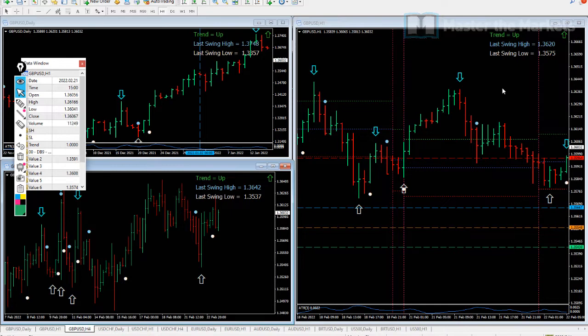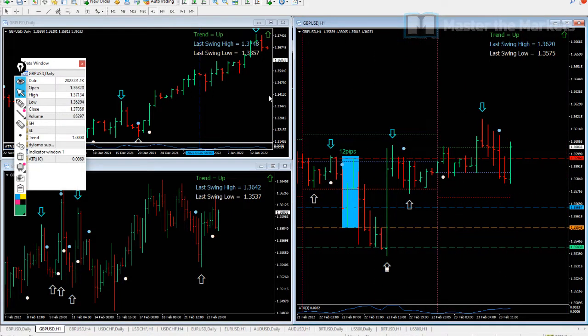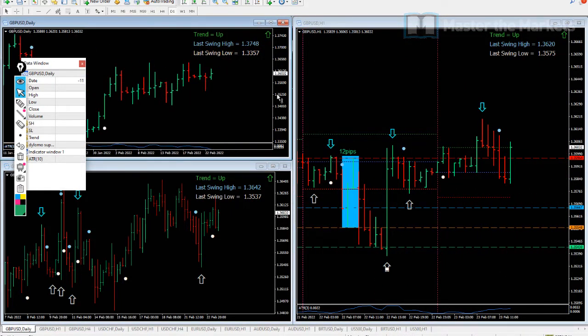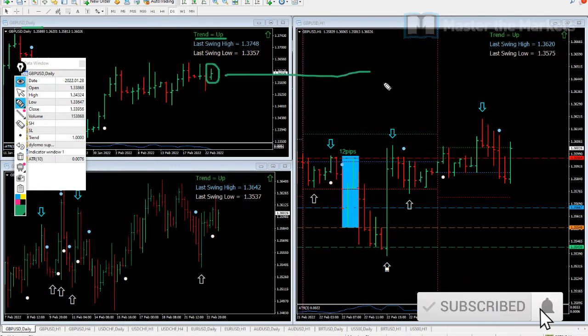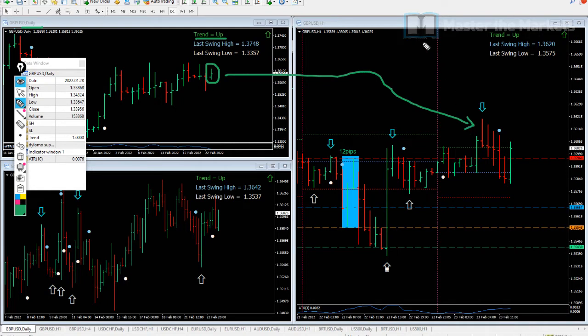So here we are on the GBP USD chart. As you can see at the moment, we are having an uptrend on the daily time frame. And as of now, this is the bar that is forming on the 1 hour chart. So just check it from this red vertical line onwards. As we have always shown you before, let's analyze this.